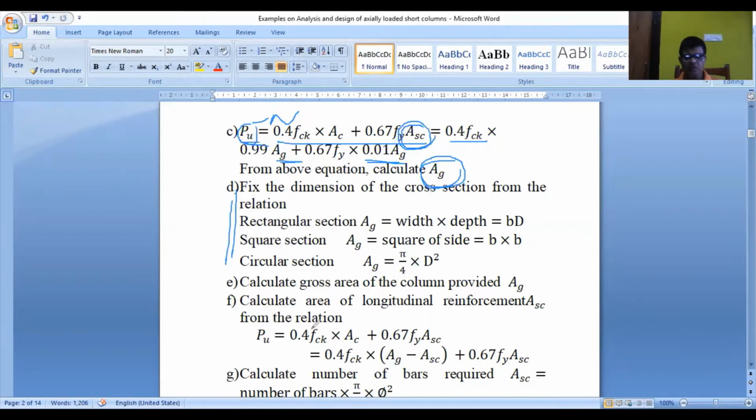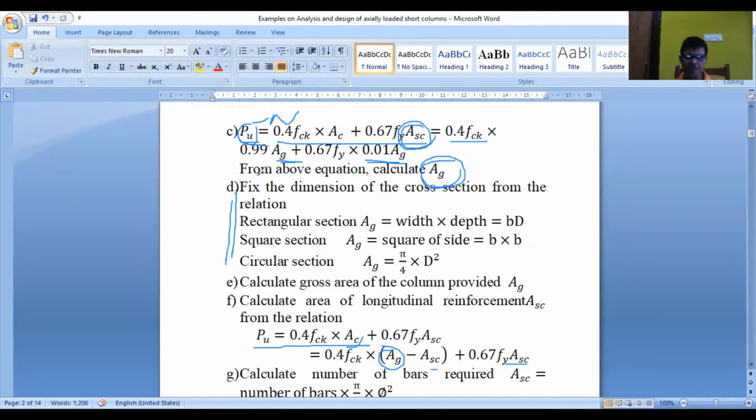Then you go back to this formula again. Now in this formula, you know this AG value, and you can find the ASC value. The same formula, it is AG minus ASC plus 0.75 ASC. So here we have assumed 1%. Now we'll find the actual steel area. That is why by going back to this formula, you can find this.